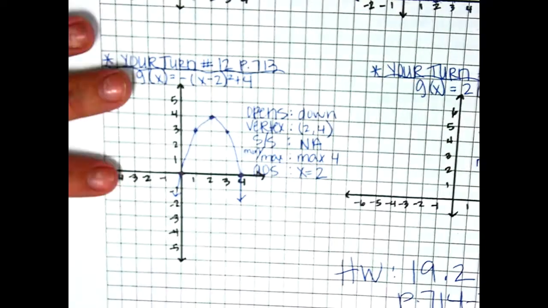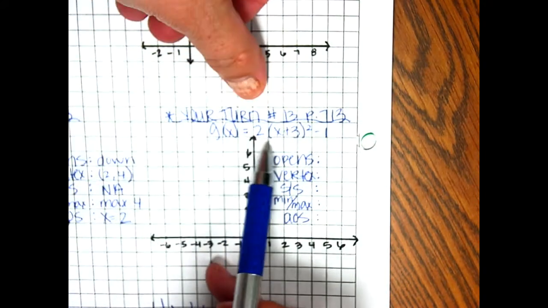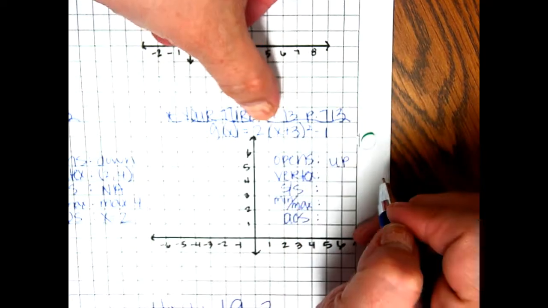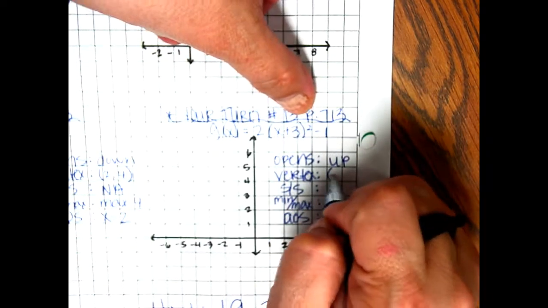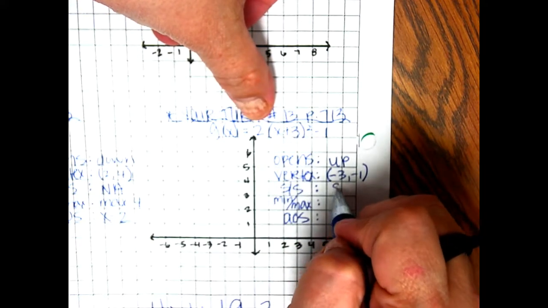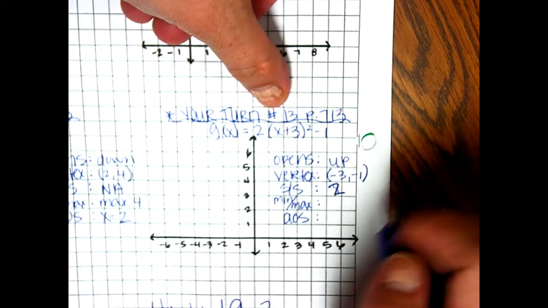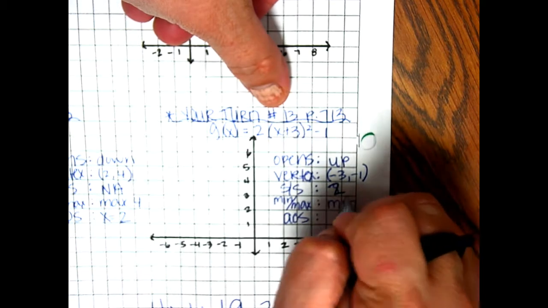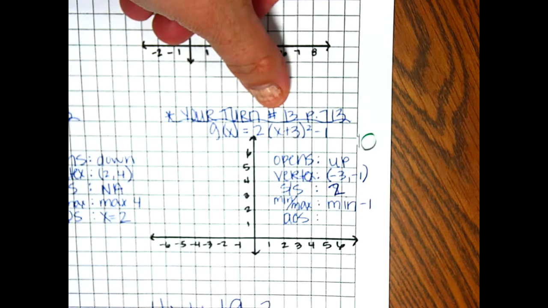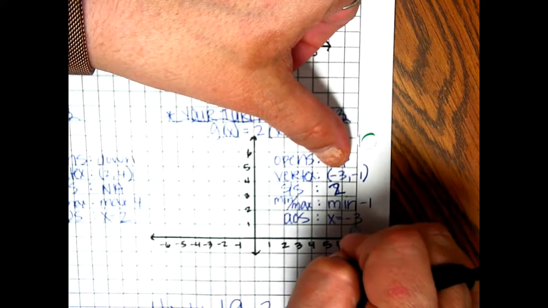And the last one for today is g of x equals 2 times x plus 3 squared minus 1. This one's going to open up because it's positive 2. The vertex is at negative 3, negative 1. Stretch or shrink, there is this time, and it is 2. It's a factor of 2. We're going to have a minimum, and again it's the y term, it's negative 1. And the axis of symmetry is x equals negative 3.